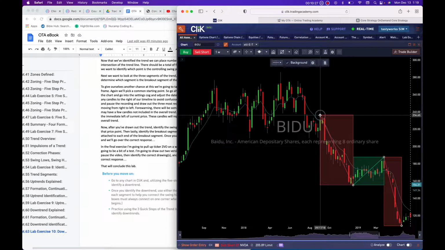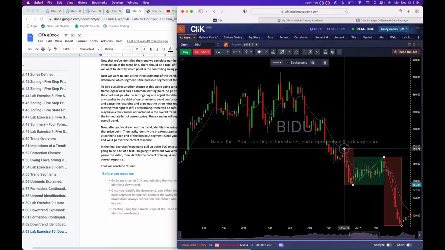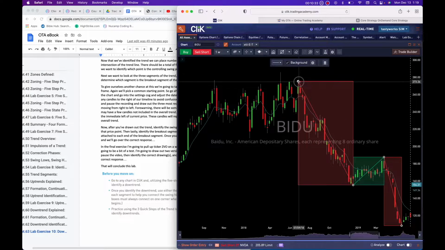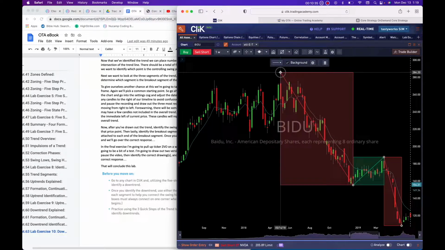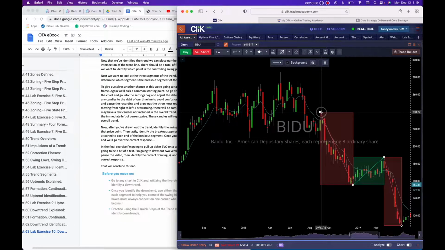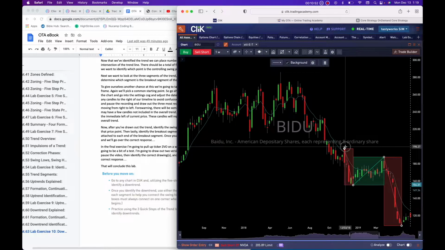Maybe you came all the way up here. Maybe you only came to there. Maybe you went all the way up here. If you did that, either way is fine, because ultimately we're still looking at a downtrend, whether you identified this price point as the high, whether it was here, here, or here. Any one of these highs would have been okay.